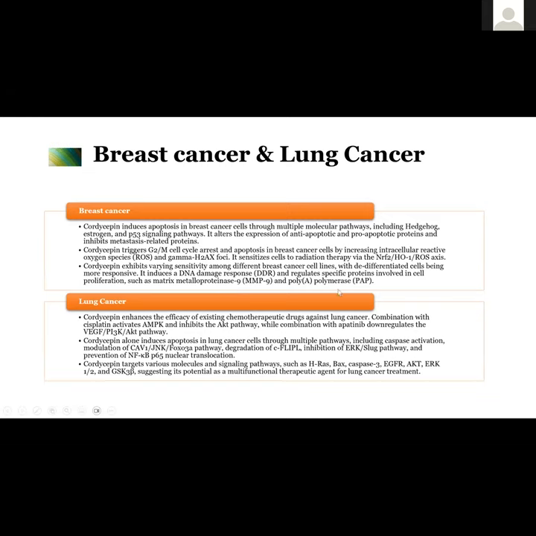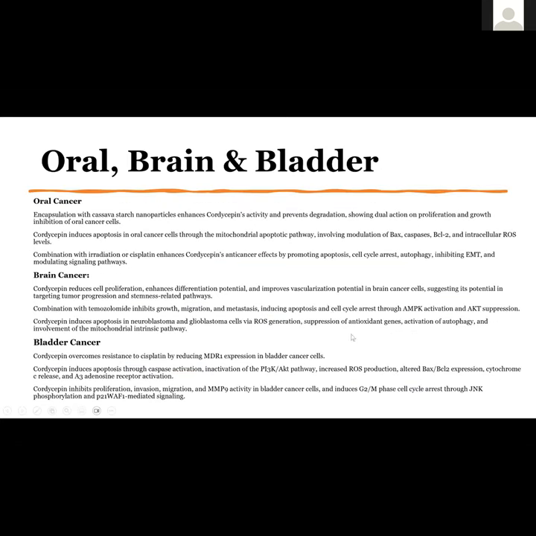metal protein and polymerase. In the lung cancer, it changes the AKT pathway, and also VEGF, which are responsible for the angiogenesis in the mice or the human. Furthermore, it also changes multiple pathways like caspase activation and modulation of different pathways like Bax, caspase 3, which come under the apoptotic pathway in the intrinsic form.